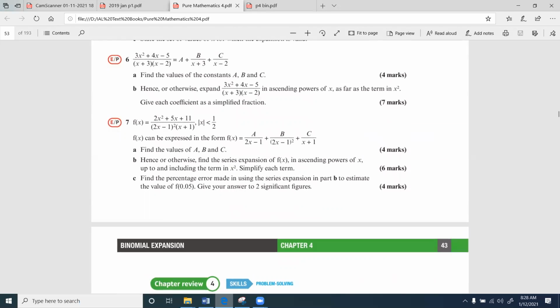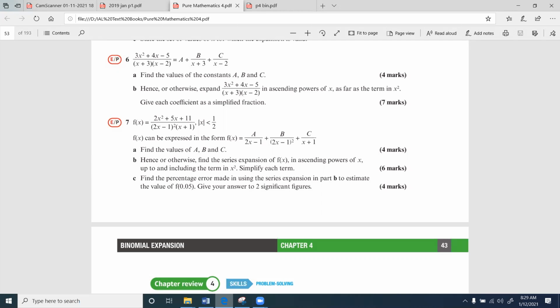So the question they have given is f(x) equals 2x squared plus 5x plus 11, over 2x squared plus x plus 1, which can be expressed in the form of this. Find the values of a, b, and c. That means they are referring to partial fractions. Hence, otherwise, find the expansion of the series in ascending powers of x up to and including x to the power 2. Find the percentage error made by using the series expansion of part b to estimate the value for f(0.05). Give your answer to two significant figures.